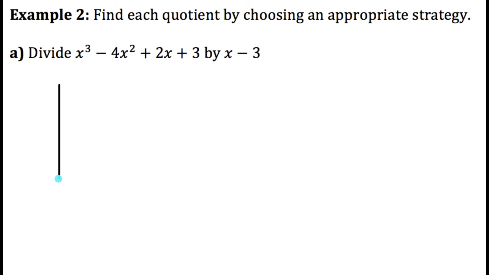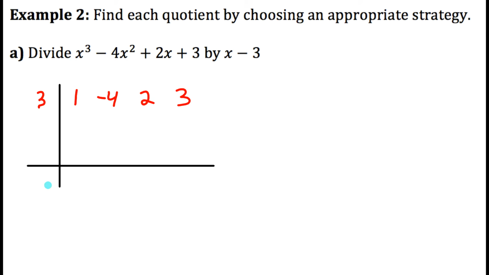So we'll set up our table. The 0 of the divisor goes here, and the coefficients of the dividend go across the top: 1, negative 4, 2, 3. And was I missing any terms? Nope, degree 3, 2, 1, 0. All are represented in the proper order. So there we go. Now let me put my operator symbols, multiply, plus, and I will do the algorithm for synthetic division. Bring the 1 down.